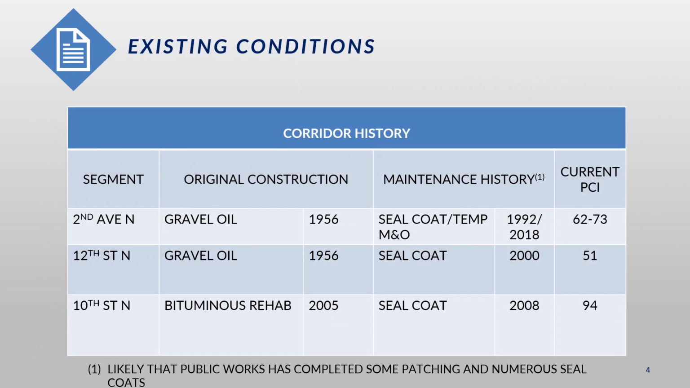The streets in this project area were originally constructed in 1956, and 10th Street North was rehabbed in 2005. Due to the deteriorating condition of 2nd Avenue North, portions of 2nd Avenue North have had a temporary mill and overlay performed on them, and that was done as recently as 2018. That was done to maintain the condition of the pavement. Seal coats have periodically been performed as well in the past as part of ongoing standard maintenance of the pavement.